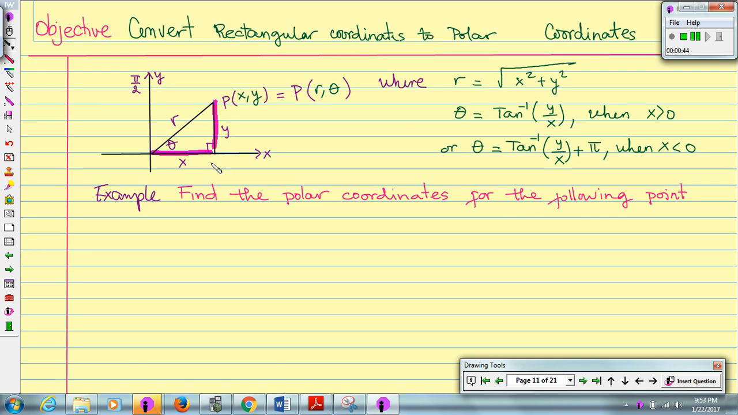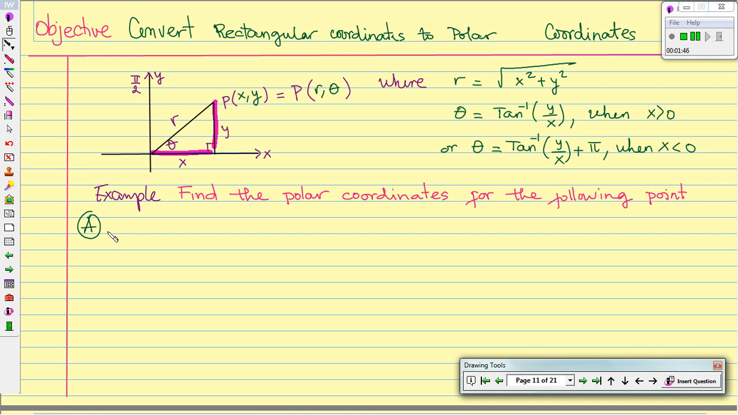So let's start with the example here. We want to find the polar coordinates of the following points. So let's start with the first point. I'm calling this part A. So this point, we call it point P, has the rectangular coordinates 1, comma, negative square root of 3. So I can label this as x equal 1 and y equal negative square root of 3.